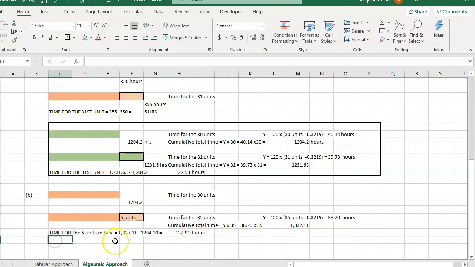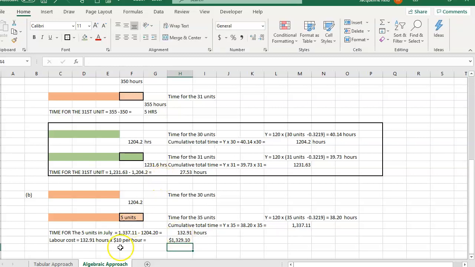It asked for the labor cost. So the labor cost would therefore be the 132.91 hours multiplied by $10 per hour. And that gives you a grand total cost of 1,329.10. And that's our answer to B.